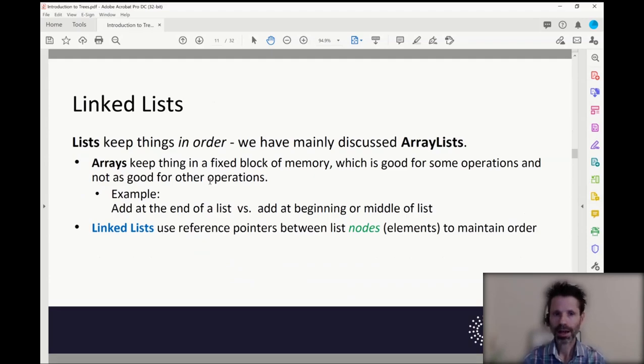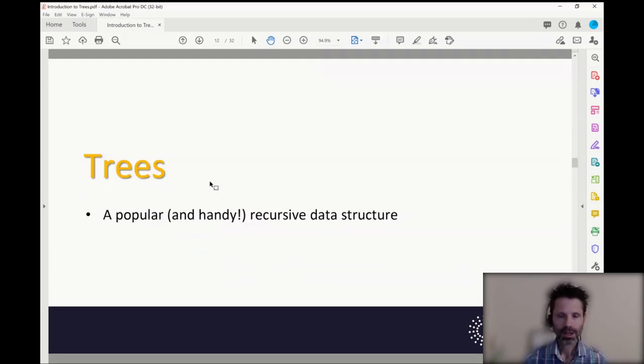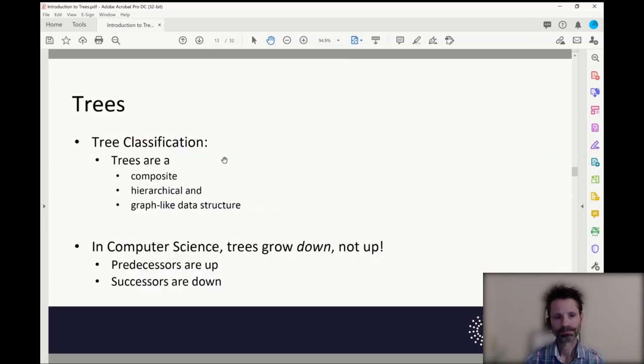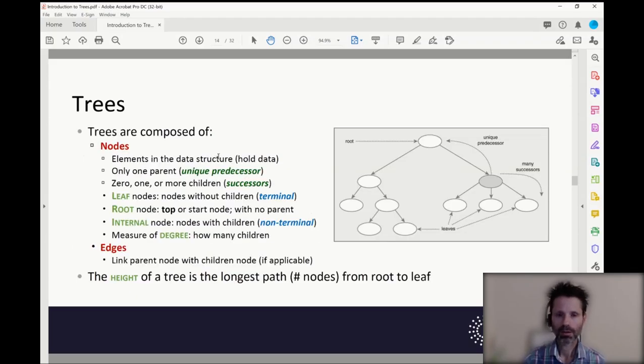All right, so why do we mention linked lists here? Well, I'm going to jump ahead to the discussion of trees, because trees are often implemented as linked lists, as I noted. All right, so first, a few definitions related to trees, and we'll go over some of the fundamentals.